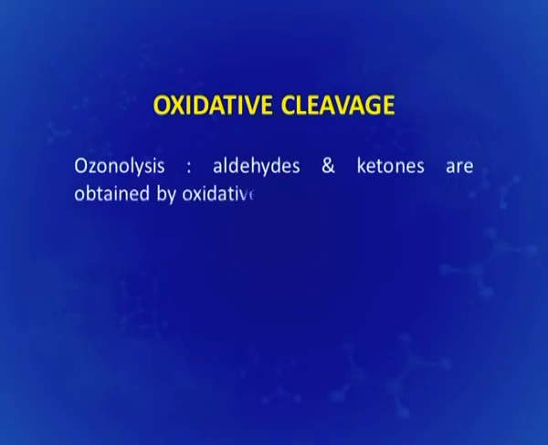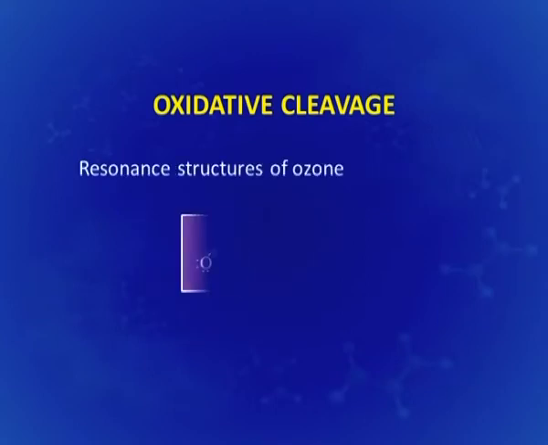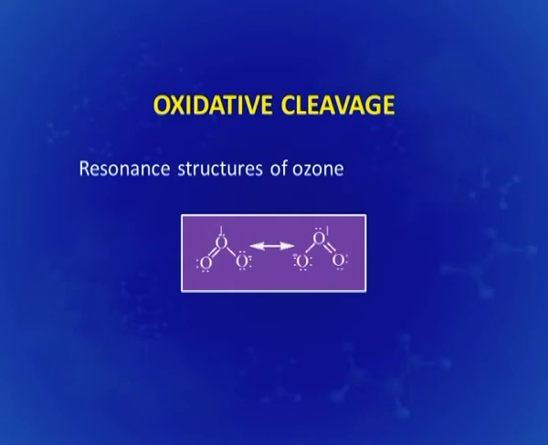And the next method to synthesize carbonyl compounds is oxidative cleavage. So, this is the method of oxidative cleavage, that is ozonolysis, the addition of ozone. Aldehydes and ketones are obtained by oxidative cleavage of alkenes using ozone. These are the 2 resonance structures of ozone.